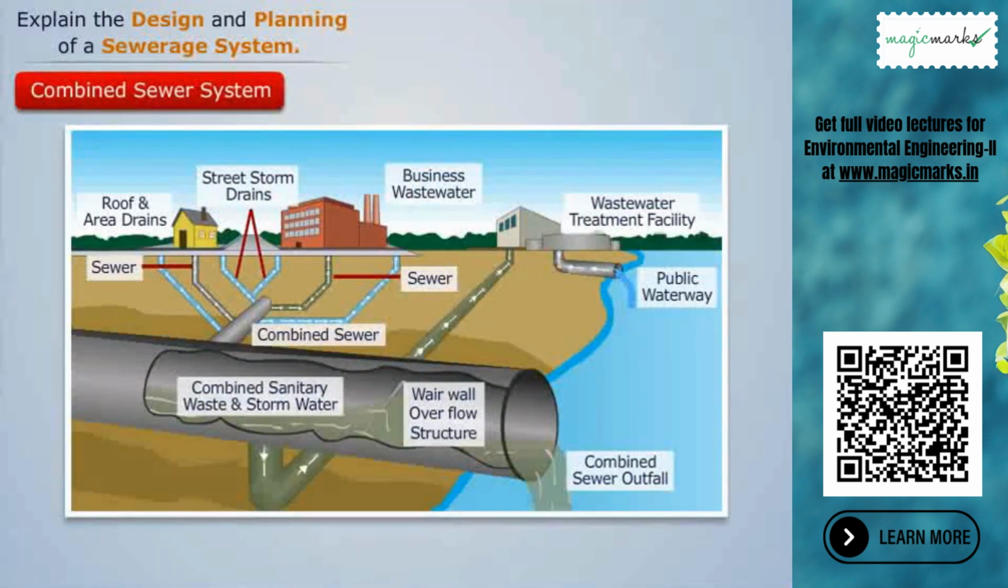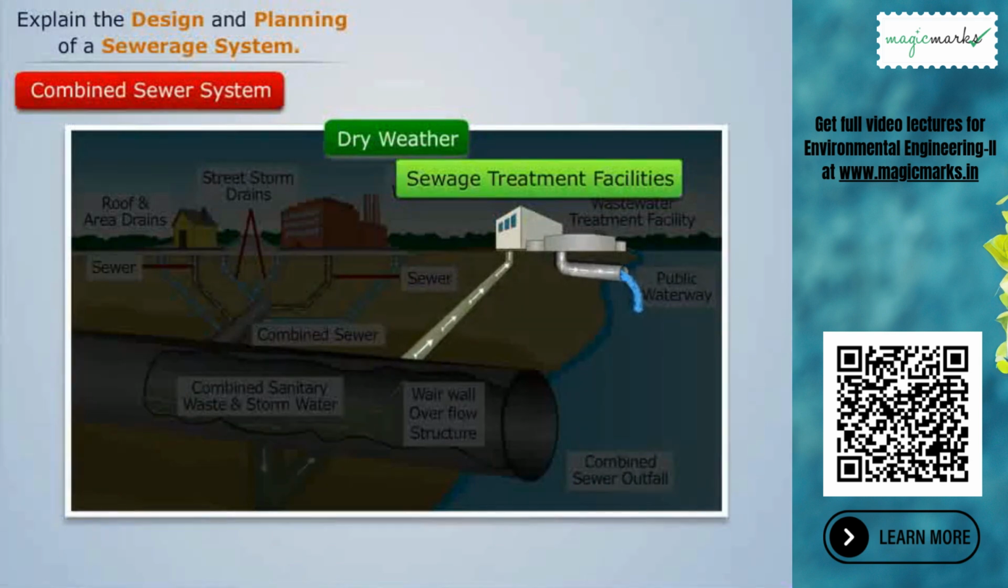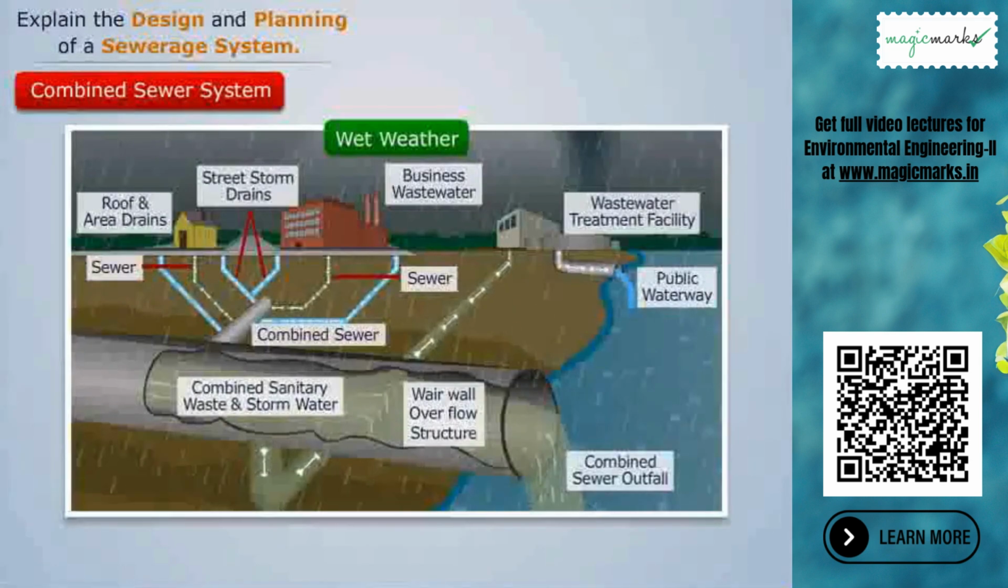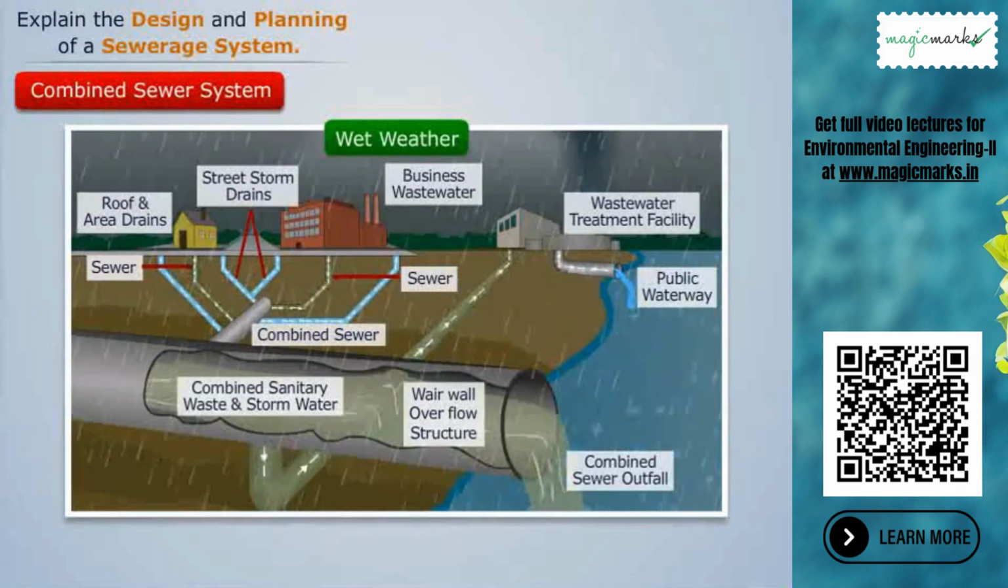The combined sewer system is one of the most common types of sewerage system used. Under dry conditions, the sewage is sent directly to the sewage treatment plant. Under wet conditions, the overflow water is sent to the river and the sewage is sent to the treatment plants.